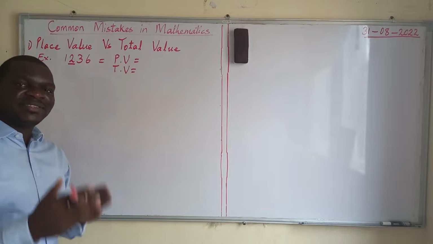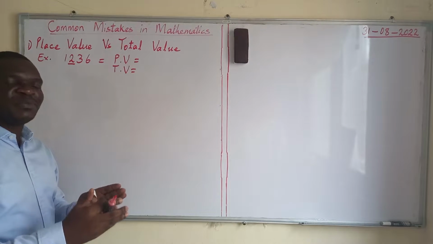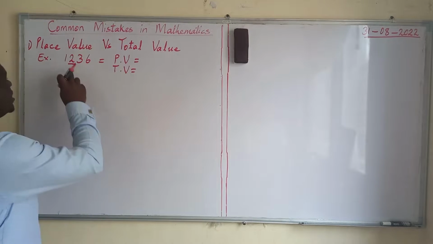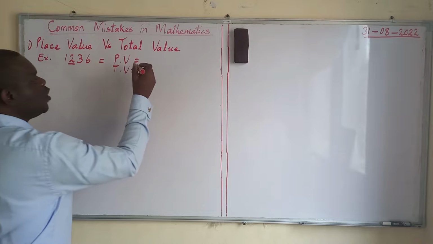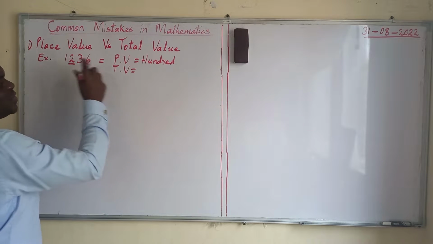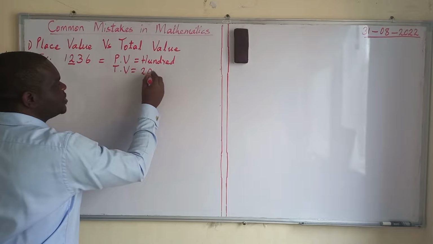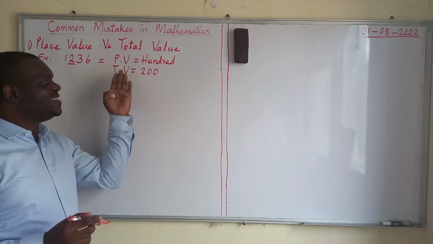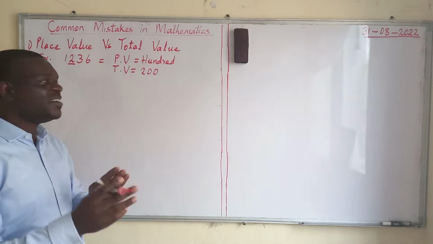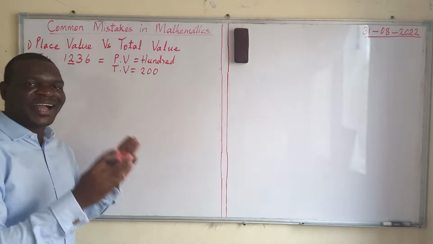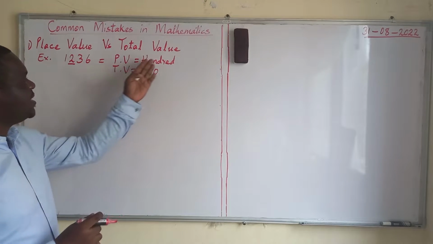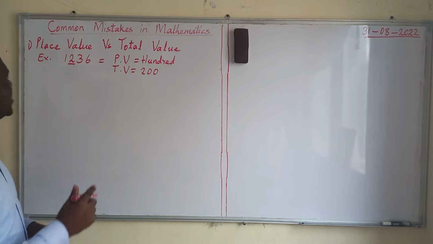So here are the differences, so that if you're asking for something, you should be specific in what you ask. The place value of 2 is 100 and the total value of 2 is 200. So this is the difference, so that whenever you're asking for anything, you should know what you are actually asking for. So this is the place value and this is the total value.